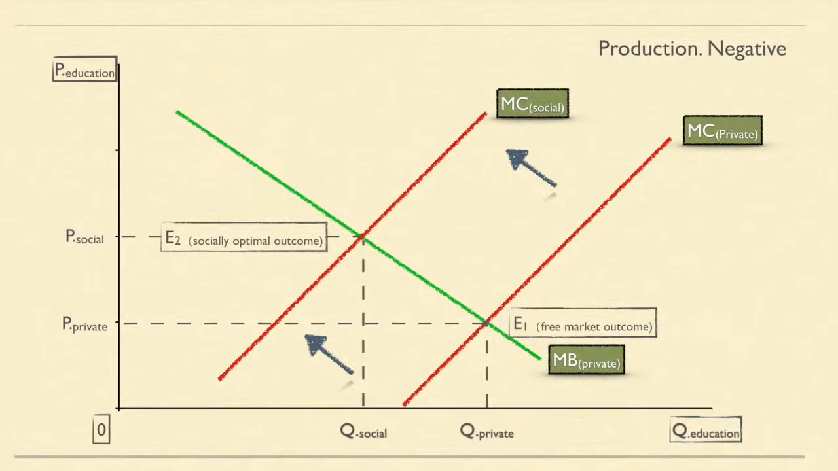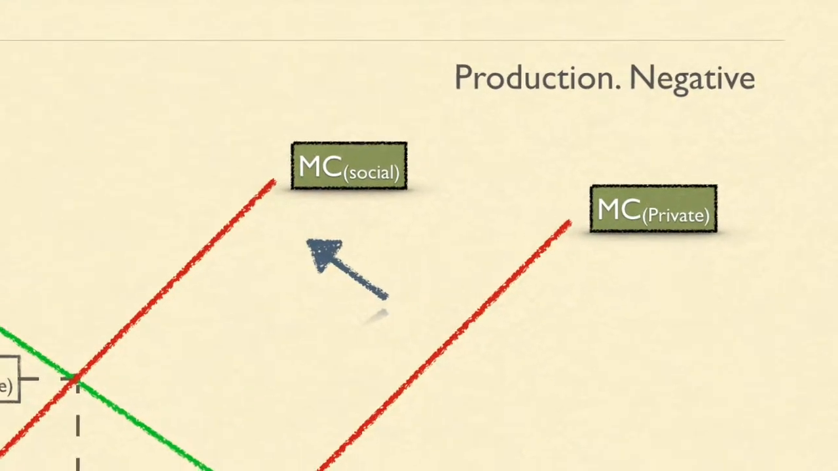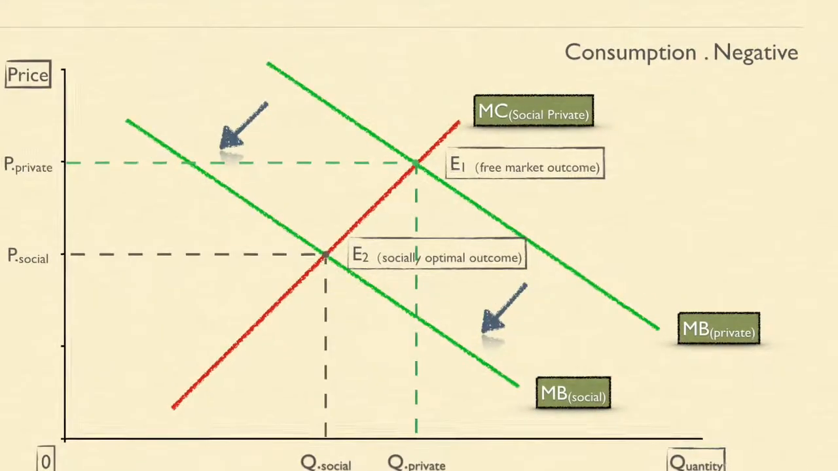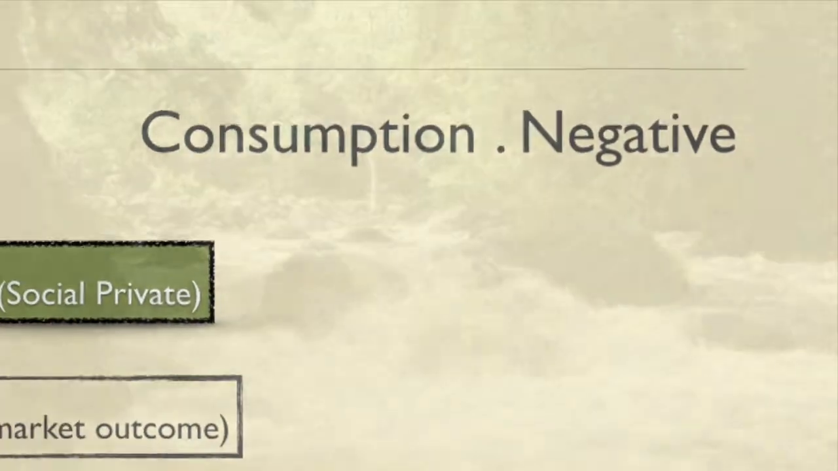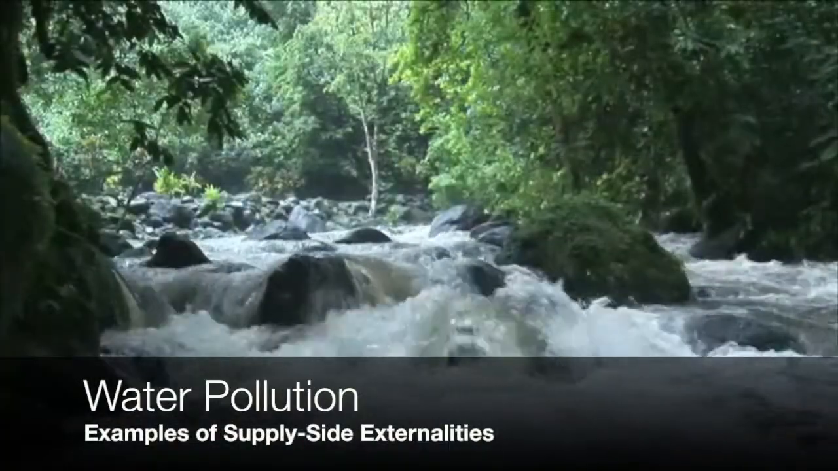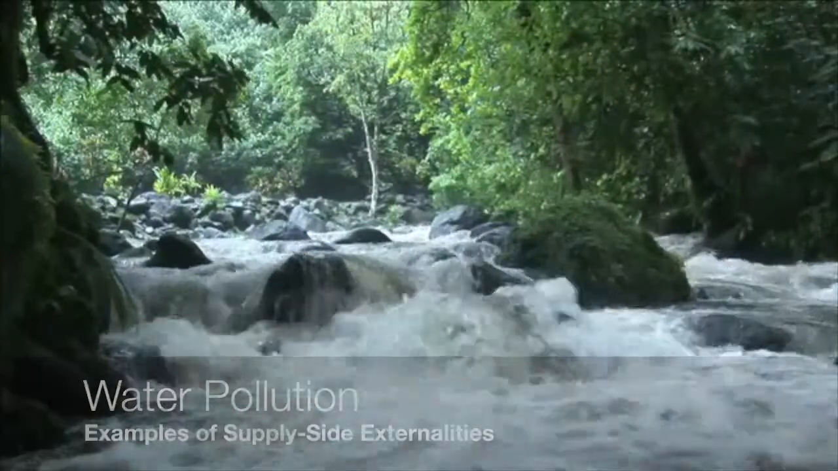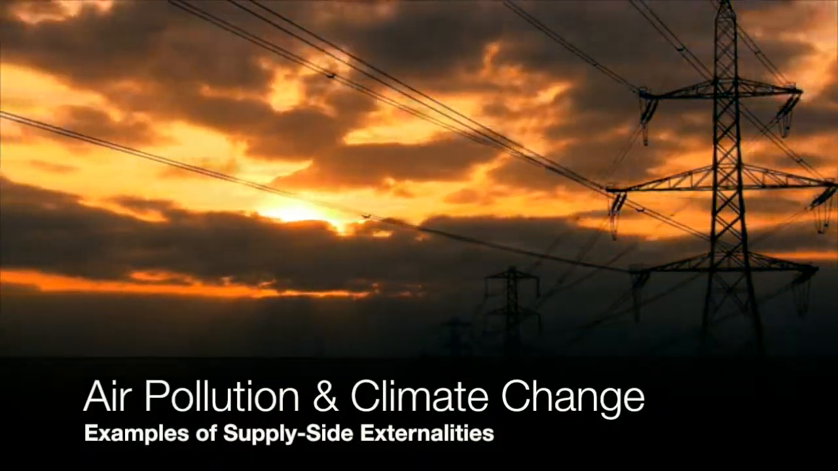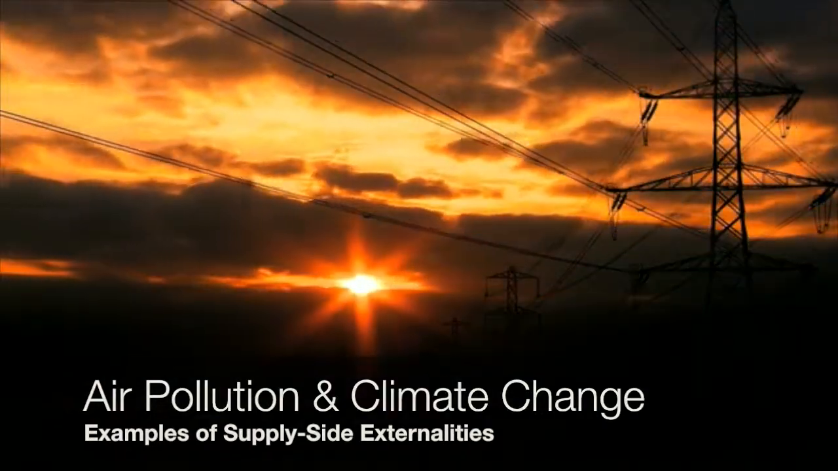There are two main characteristics of negative externalities: external costs incurred by a third party due to production, which are supply-side externalities, and external costs caused by consumption, which are demand-side externalities. Examples of supply-side externalities include water pollution due to food production in agriculture and food processing in plants, as well as air pollution and climate change due to electricity and power generation using fossil fuels.